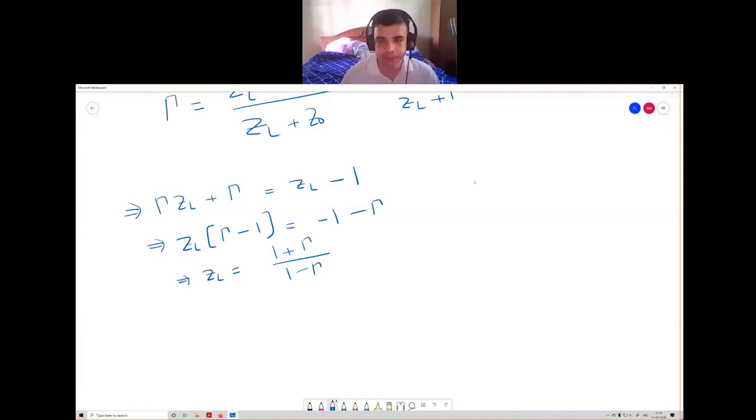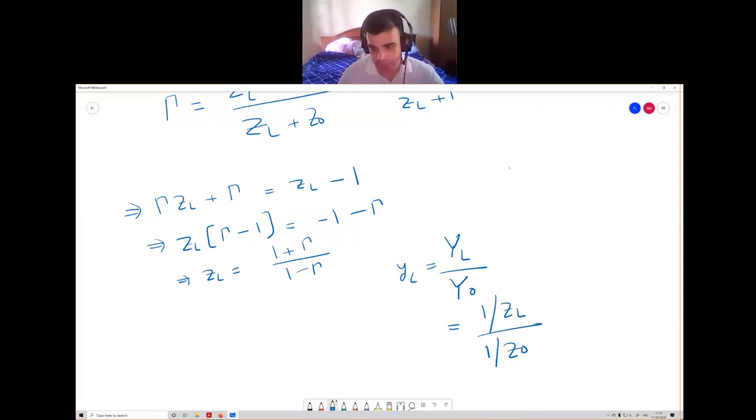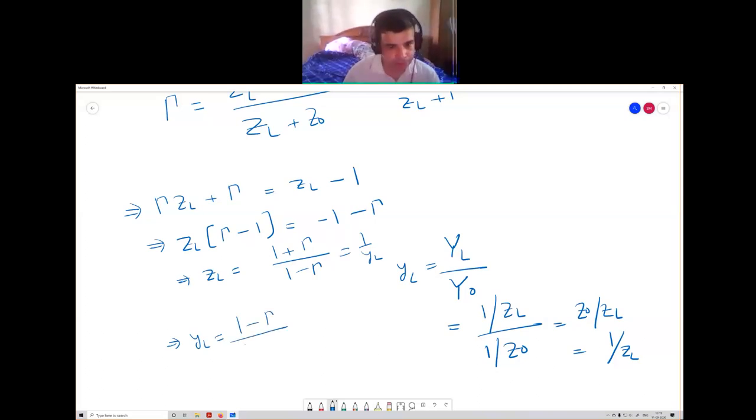Okay. Now, what is normalized admittance? Normalized admittance is defined as small y equal to capital Y by Y0. So YL is 1 by ZL and Y0 is 1 by Z0. So y is Z0 by ZL, or 1 by small z. As expected, the normalized admittance is the reciprocal of the normalized impedance. So this is equal to 1 by zL. So what is yL? yL will be (1 minus gamma) by (1 plus gamma).